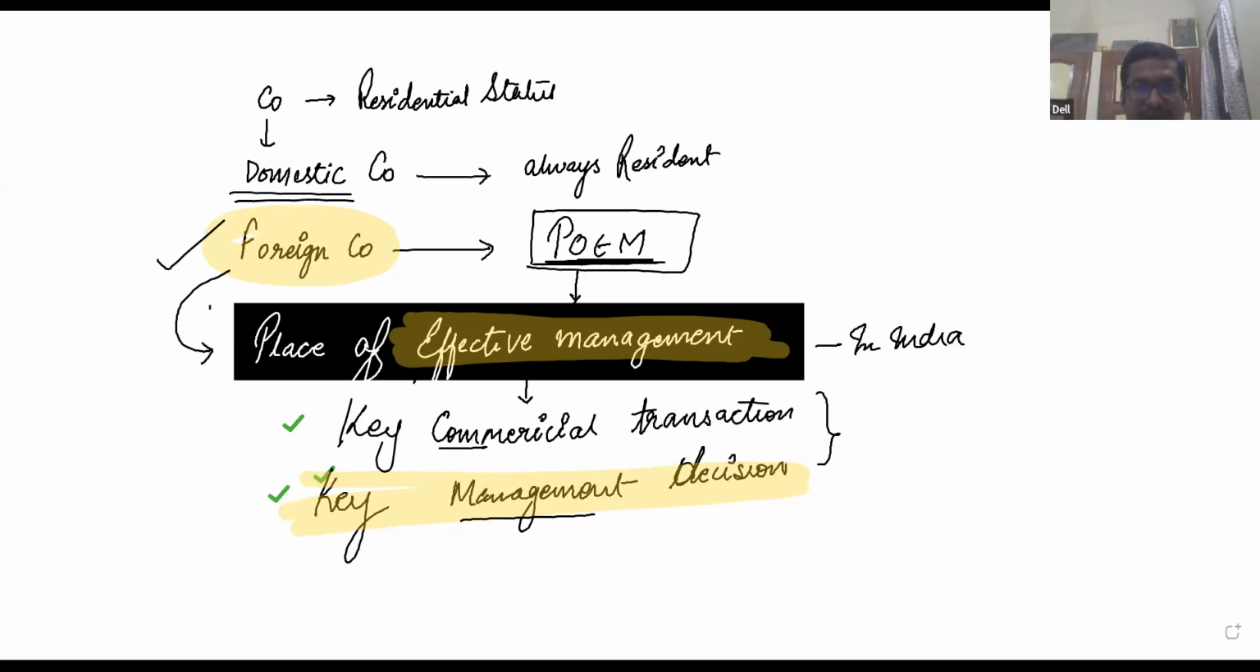Here, will it be commercial decision or transaction? Key commercial decision, key commercial transactions. Both are different. Probably I would write this. Okay. That is a better word and perfect word.